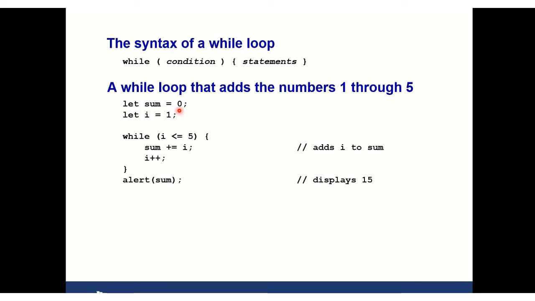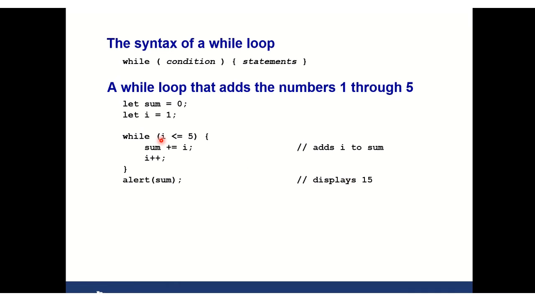Here, for example, a while loop code is given. Let sum equals 0, and i equals 1, where i is the counter. Then while i is less than or equal to 5, you keep on adding to the sum, and then you do i plus plus, you have incremented. At the end, the alert sum will display 15.